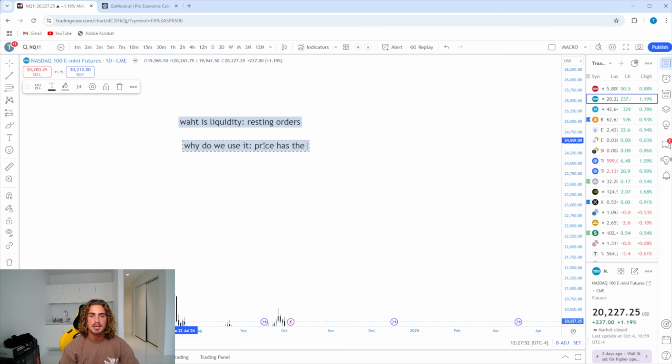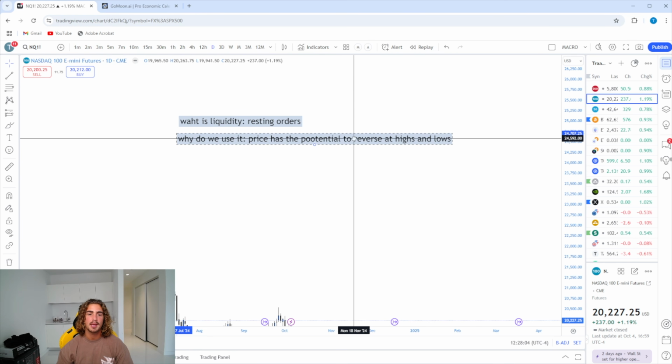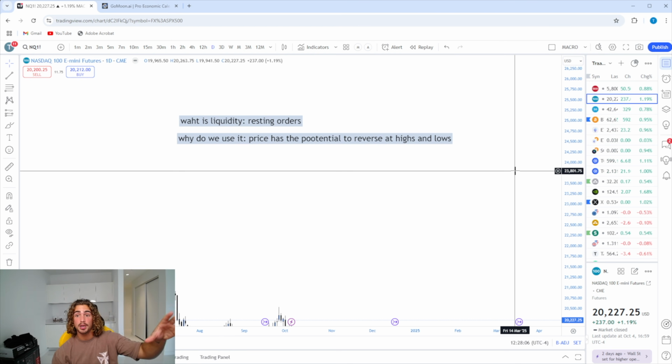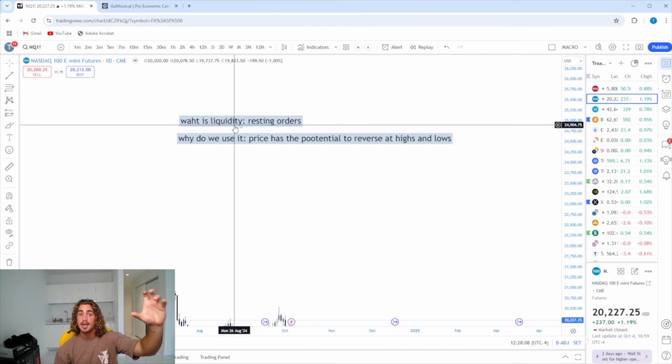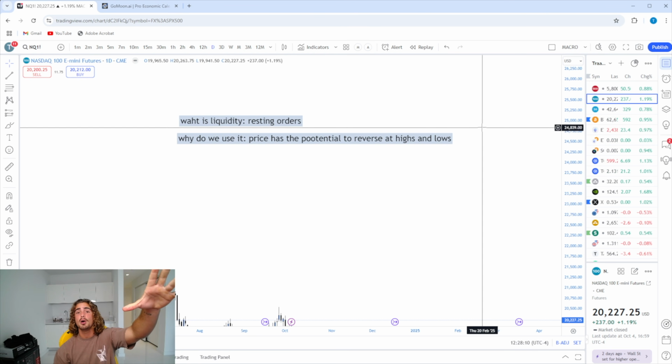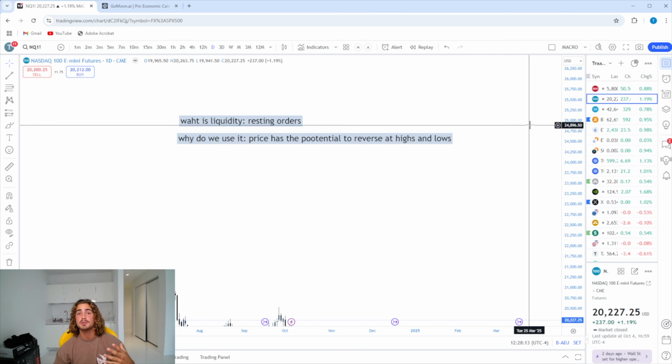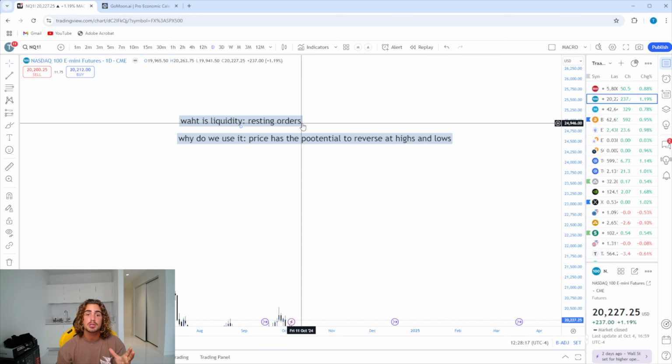Price has the potential to reverse at highs and lows within the market. Okay, now that's just talking about liquidity. Liquidity itself is resting orders. Now let's talk about liquidity sweeps. So what does it mean when liquidity is actually swept? That means those resting orders have been filled and we actually started that reversal process.